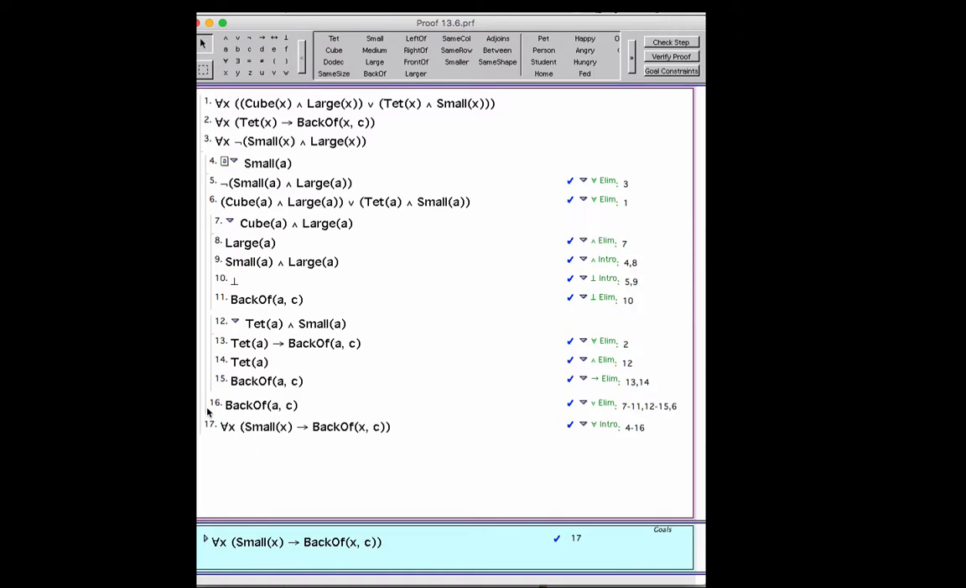And I hope it's clear in the midst of all the visual clutter that line 4 assumes the name A and small is attributed to A. And then line 16 is the conclusion of that subproof, namely that A is in back of C. And if we look at the conclusion of the argument, we know that we've got a universal, and it's a universal conditional claim. Moreover, there is a name in the back of relation. So the sentence says, everything small is in back of C.